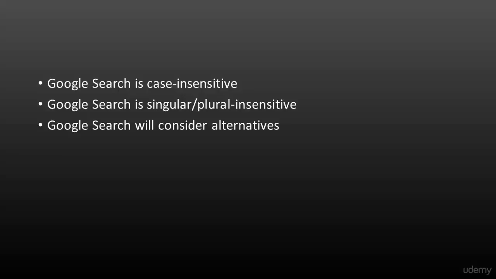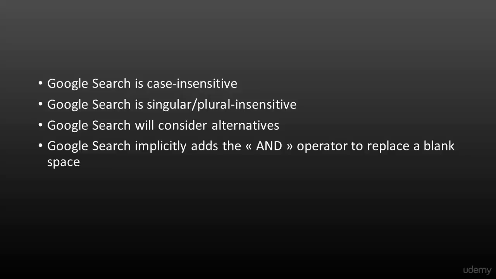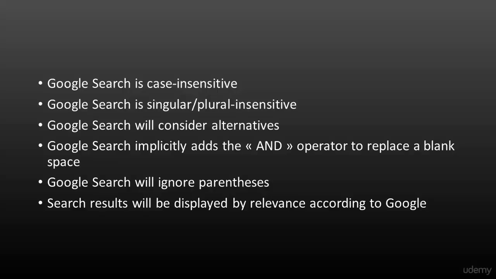Number four, Google Search adds the word AND whenever you use a blank space between elements in your searches. So for example, when you type in Pizzeria Washington, it will only show results containing both terms rather than just one or the other. Fifth, Google Search will ignore parentheses, so you don't have to bother grouping your keywords together. And finally, number six, search results will be displayed by relevance according to Google. So remember to keep these rules in mind as you're going through the course, and now that you have a clear starting point, you can get started with the tutorial.